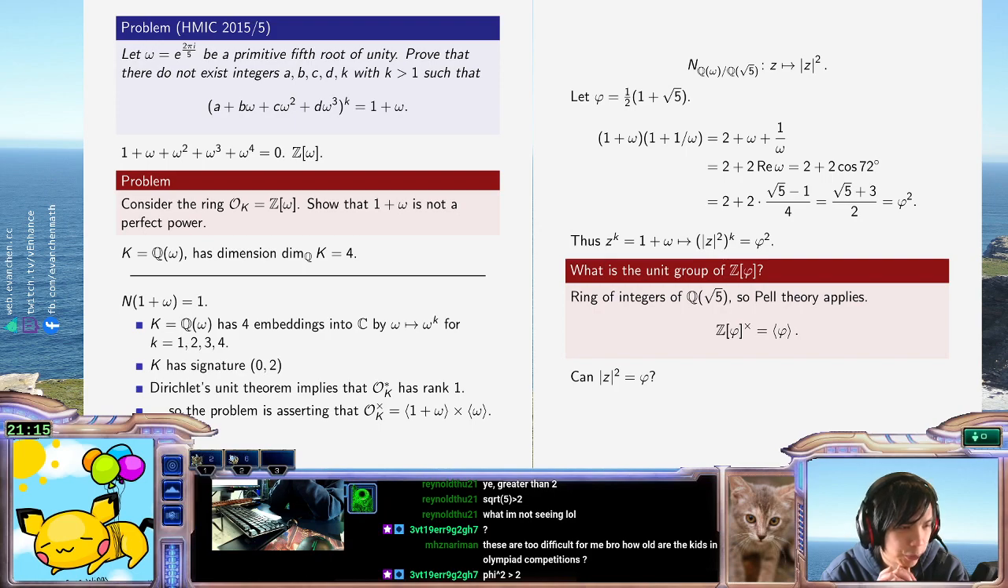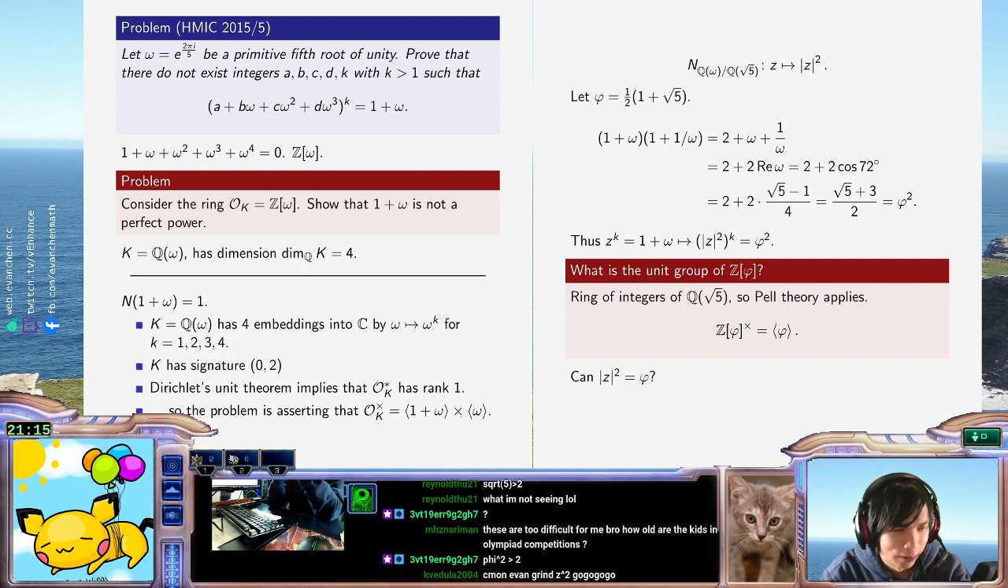How old are the kids in Olympiad competitions? They're all high school. But this is a bit of an edge case. Most of the problems that I get asked on the stream do not look like this. Yeah.